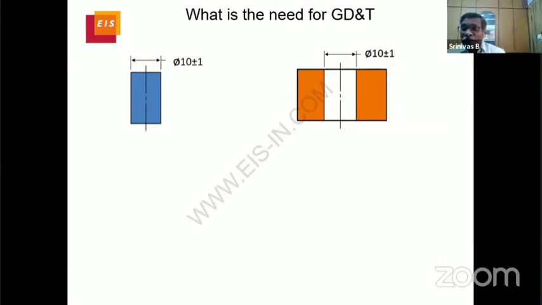Now, I would explain to you what MMC size is and what LMC size is, so that you would be able to appreciate this concept. Though I am not discussing these concepts in depth now, I am only trying to explain what MMC is. The name itself indicates it: maximum material condition. MMC size is the size wherein the part will have maximum material.